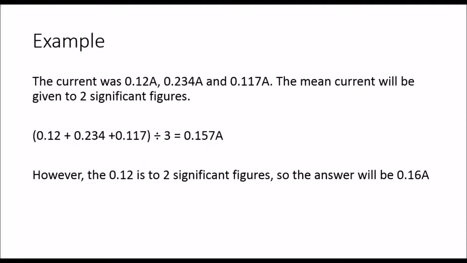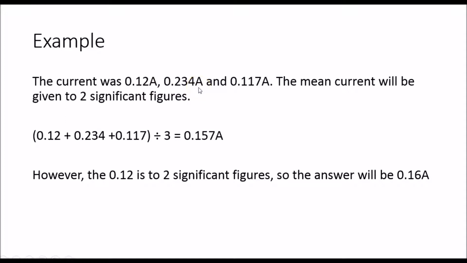So for example, if you're given 0.12 amps, 0.234 amps and 0.117 amps in a question, and you have to calculate the mean, you add them all up, 0.12, 0.234, 0.117, you divide by 3, and the answer is 0.157 amps. That is not the answer. You go to your question: that is to two significant figures, that's to 3, that's to 3. So the mean current has to be to two significant figures, because out of the 3 numbers you were given, the lowest number of significant figures is 2.